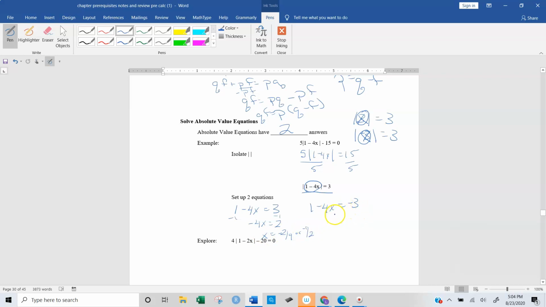Over here, let's subtract our 1. So negative 4x is equal to negative 4. So x is equal to 1. So it can be either negative 1/2 or 1. Pause and try yours.